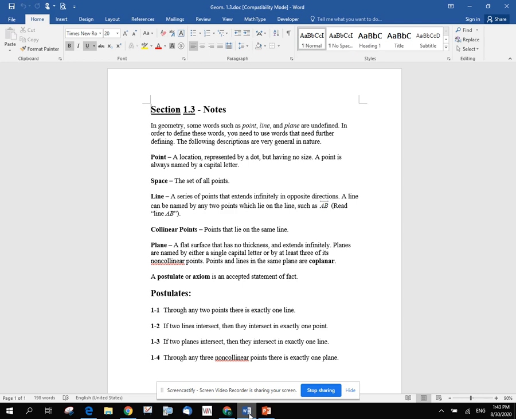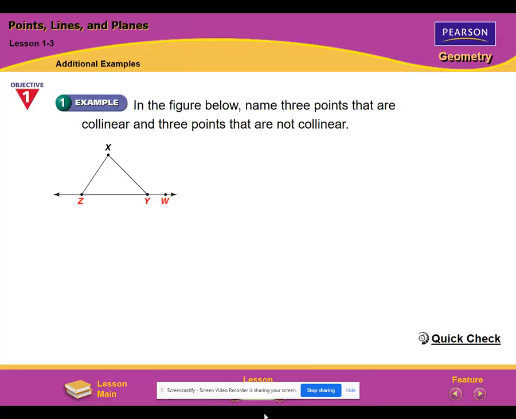Sometimes we use the word contain. The plane would contain those points. All right, now to some examples. This says in the figure below, name 3 points that are collinear and 3 points that are not collinear. So pretty easy to see that the 3 red ones would be collinear, Z, Y, and W. By the way, that's not line Z, Y, W. They said name 3 points that are collinear. They are Z, Y, and W.